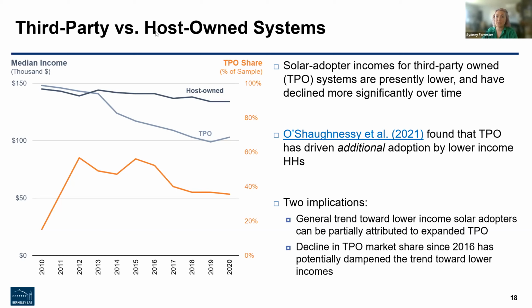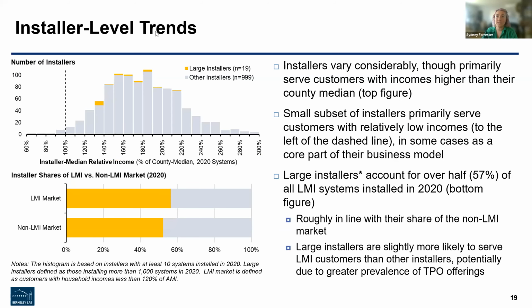So next slide, we talk about installer level trends. We have a bunch of different installers. We first sectioned out just the installers that had at least 10 installations in 2020. And then we separated those further into large installers that installed over 1,000 systems in 2020, and then just the rest, or other. That is the yellow and gray respectively in both of these figures.